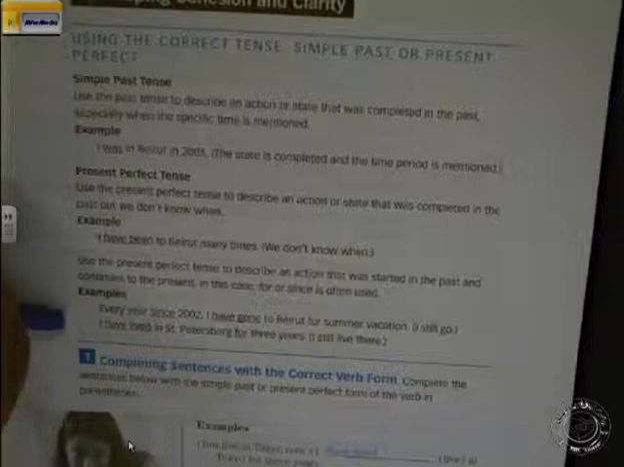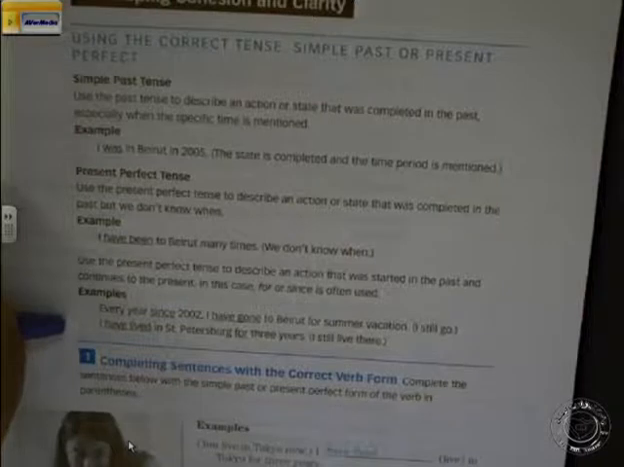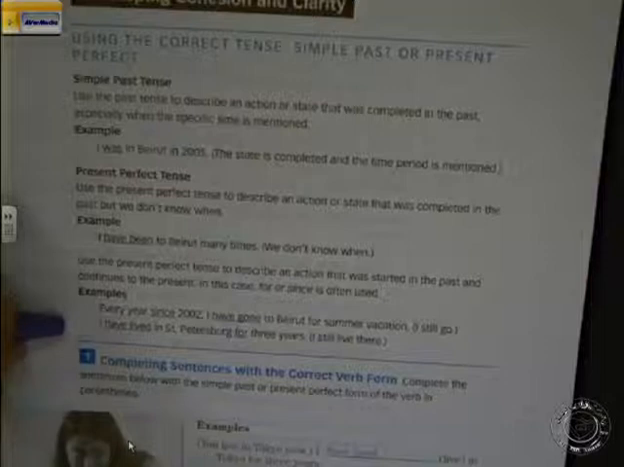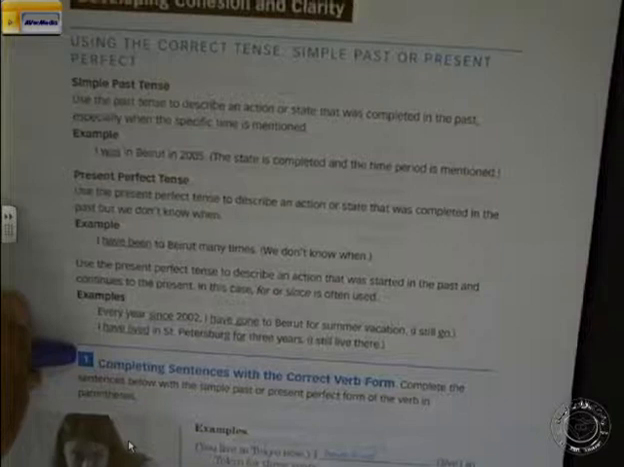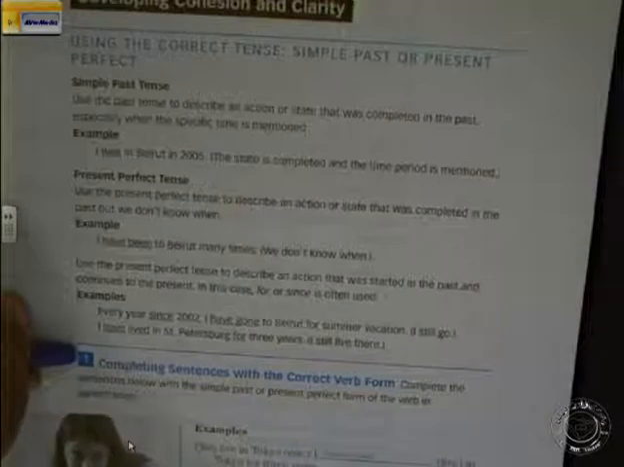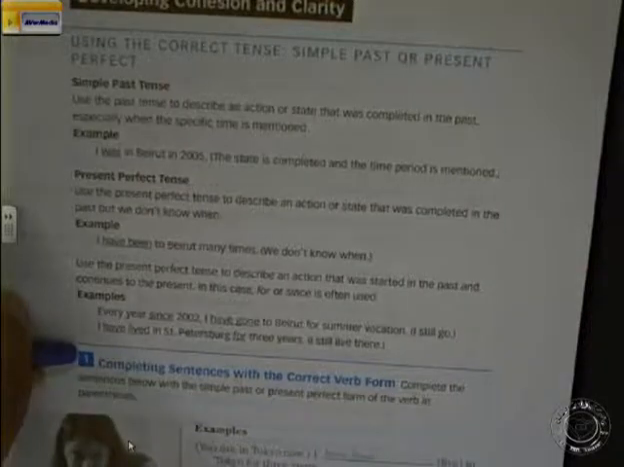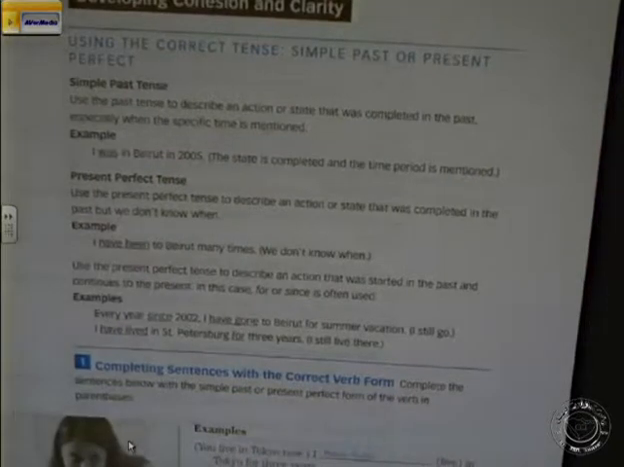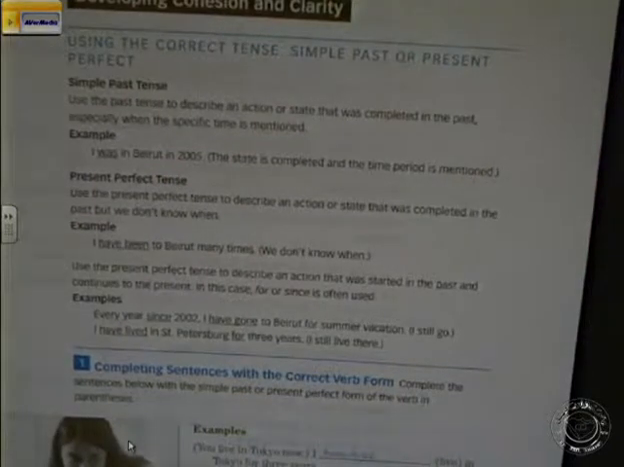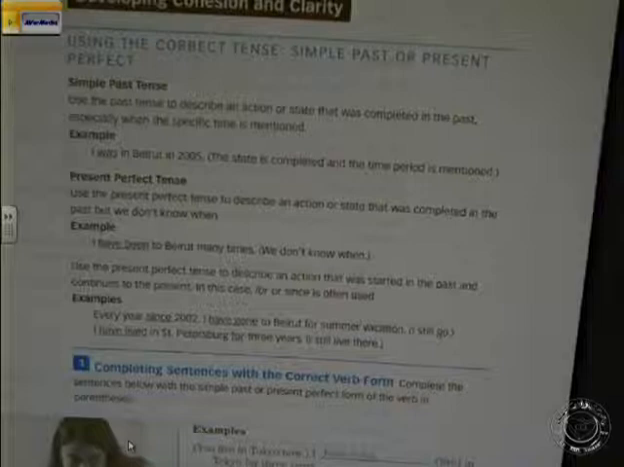For example: every year since 2002, I have gone to Beirut for a summer vacation. That means I still go. And: I have lived in St. Petersburg for 3 years. That means I still live there. So this is a concise explanation as to when to use the simple past or the present perfect.